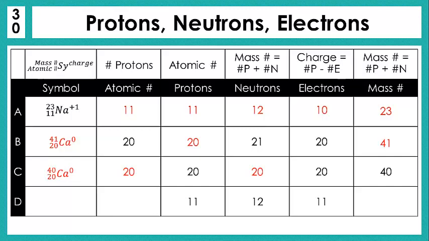For D, my atomic number is 11, so I have 11 protons, and 11 protons plus 12 neutrons gives me 23 for my mass number. So this is also going to be sodium, so atomic number 11 with a mass number of 23, except this time the charge is 0.